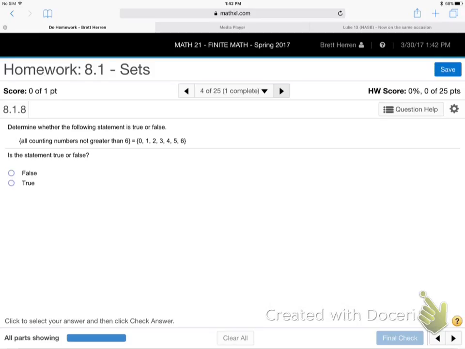Let's see it again. I just looked quick. It's saying all counting numbers, oh, not greater. I missed the not. Not's an important word, huh? All counting numbers not greater than 6. Are these all the, well, yeah. See, they're being so picky.